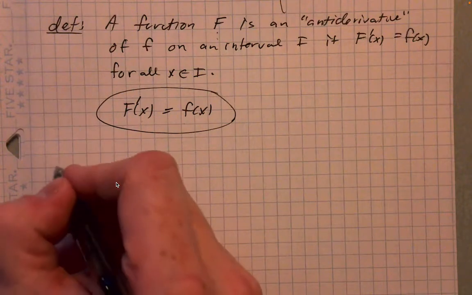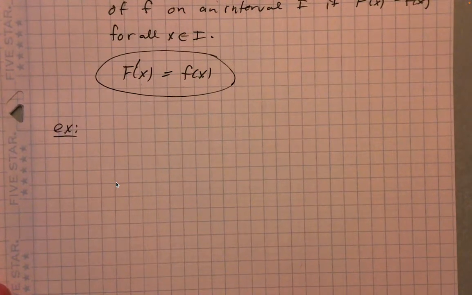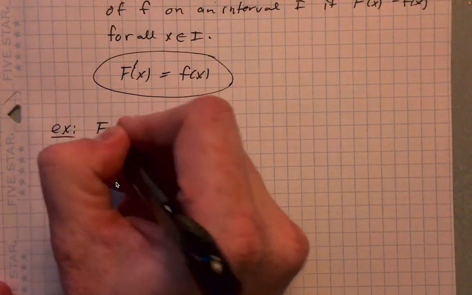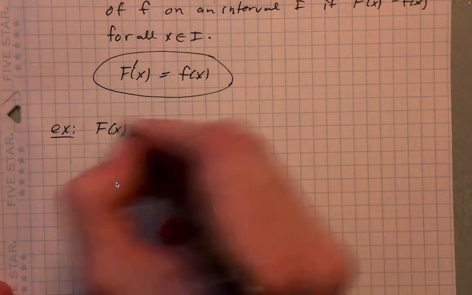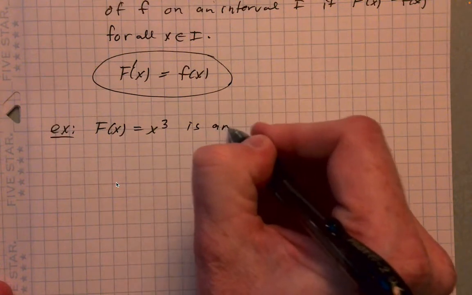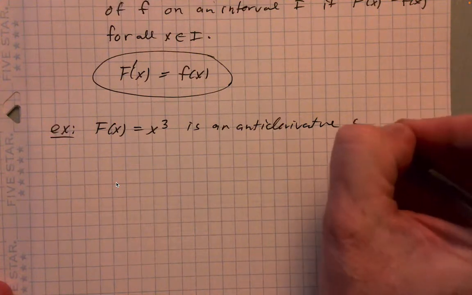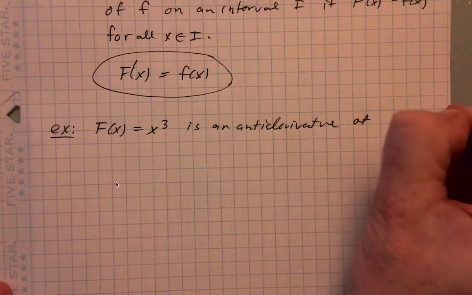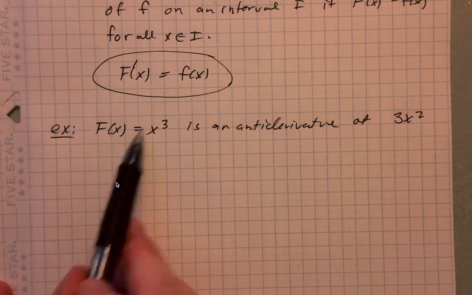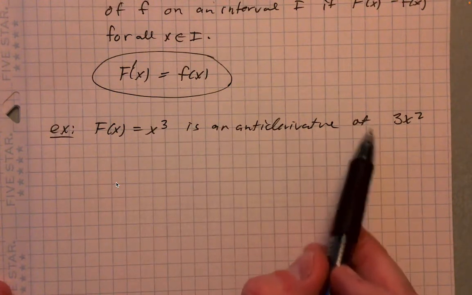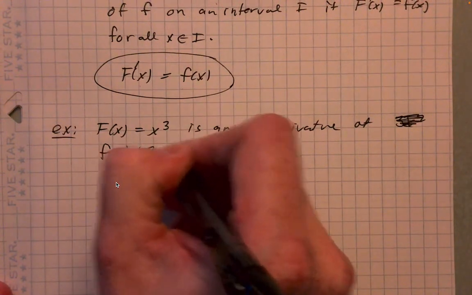Okay, let's see an example. All this little f, big F talk is probably causing people's eyes to go cross. So let's say big F of x is equal to x cubed. Okay, now this is an antiderivative of 3x squared. So big F of x equals x cubed is an antiderivative of, I should say, little f of x equals 3x squared.